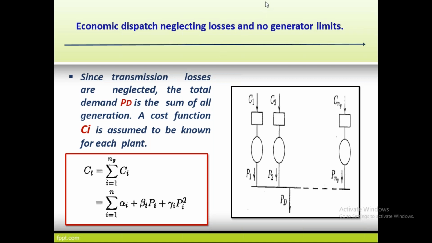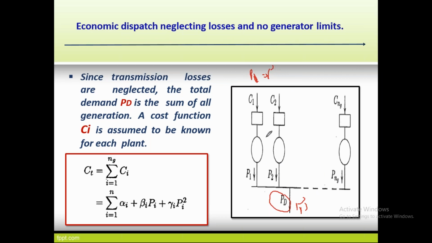Now let's consider the number of units in a plant, and this plant has to deliver this power demand. I am considering the number of plants with neglecting transmission losses. If you want to deliver the maximum demand, this maximum demand has to be scheduled among these plants. So you can write PD equals P1 plus P2 plus P3 plus and so on. You have to consider it like that.